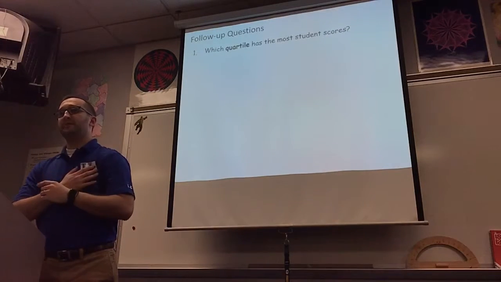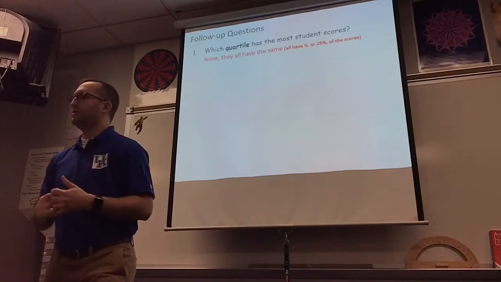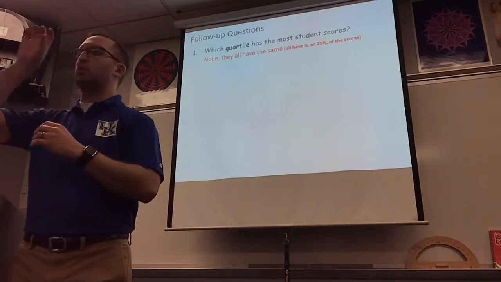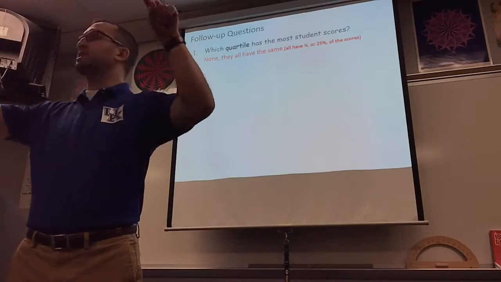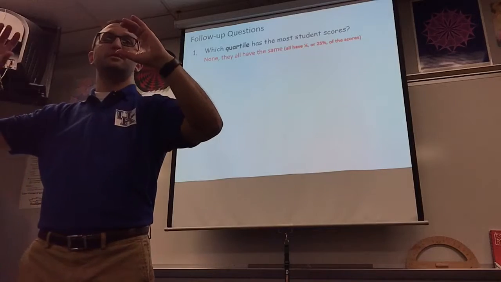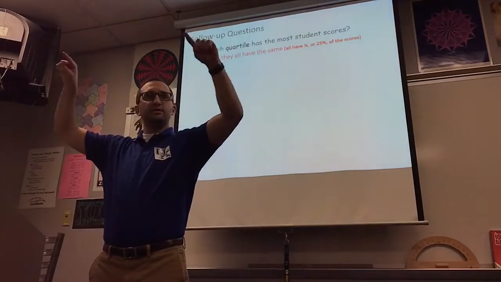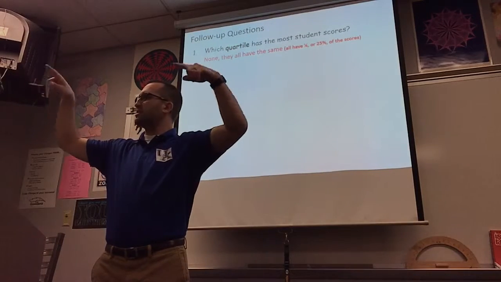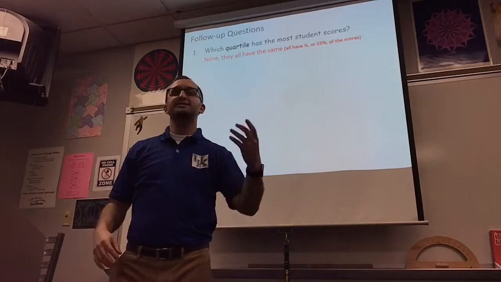They all have the same amount. Because a quartile, what percent of the data is in it? 25% is in each quartile. 50% of the data is where? The interquartile range, in the box. 50% of the data is in the box. What percent of the data is on each whisker? On each line? 25%, because each quartile, 1, 2, 3, 4, contains the same amount.